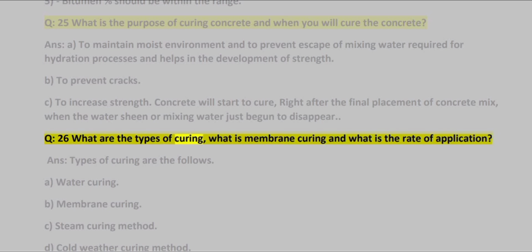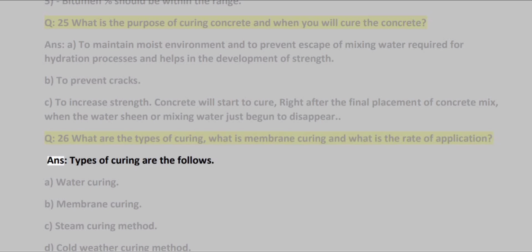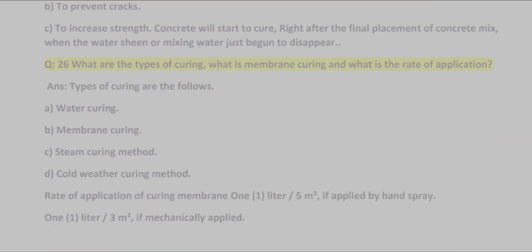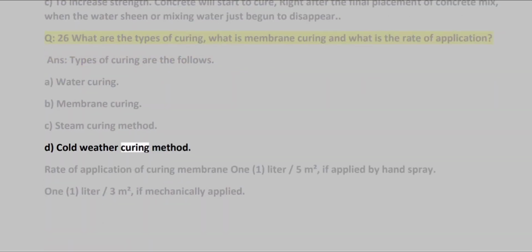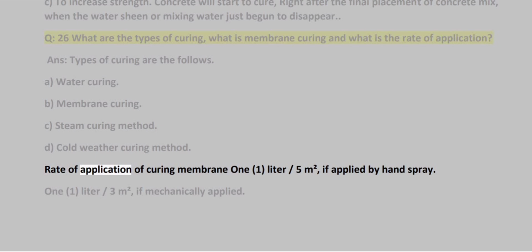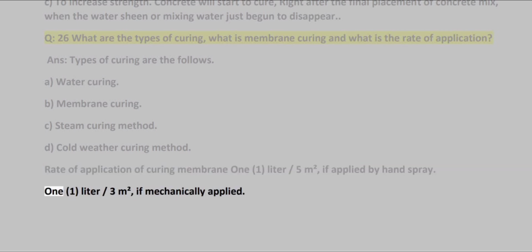Q26 What are the types of curing, what is membrane curing and what is the rate of application? ANS: Types of curing are as follows. A. Water curing. B. Membrane curing. C. Steam curing method. D. Cold weather curing method. Rate of application of curing membrane: 1 liter per 5 square meters if applied by hand spray, 1 liter per 3 square meters if mechanically applied.